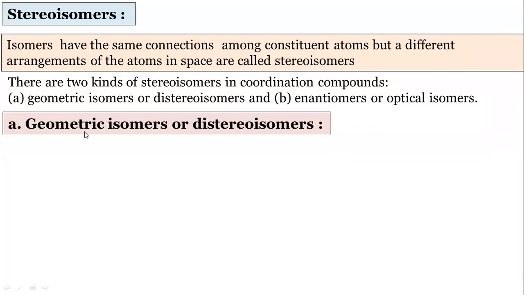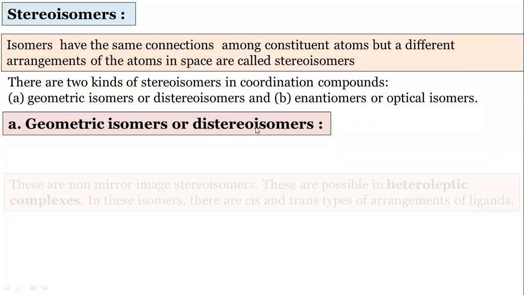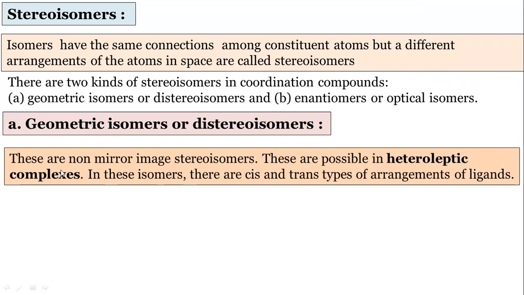So we will discuss first what is meant by geometric isomers or diastereoisomers. These geometric isomers are non-mirror image stereoisomers. Remember, these are non-mirror image stereoisomers. These are possible in heteroleptic complexes. Yes, this is very important. Homoleptic complexes do not show geometrical isomerism. We already learned that heteroleptic means two or more different types of ligands are involved. This is called heteroleptic complexes. And when the same type of ligands are involved, this is called homoleptic. So these geometrical isomers are possible only in heteroleptic complexes.